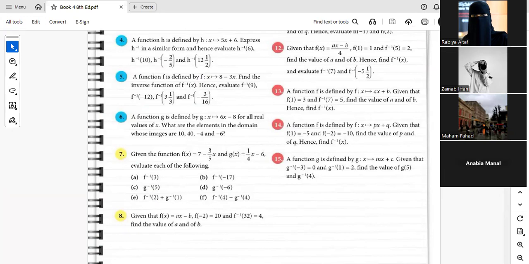Okay, look at question 7 now. Given that the function f of x equals 7 minus 3 upon 5x and g of x equals 1 over 4x minus 6, two functions are given to you. You need to evaluate all these. So please look at the question carefully and tell me what we need to do first. We need to evaluate f inverse of 3, g inverse of 5, f inverse of minus 17. So what we need to do first? What will be our step 1?